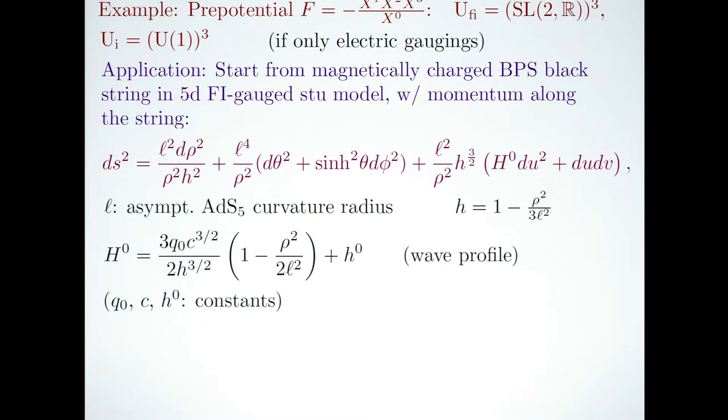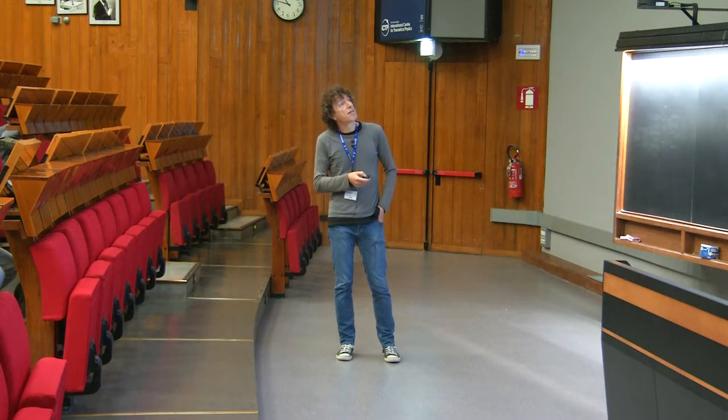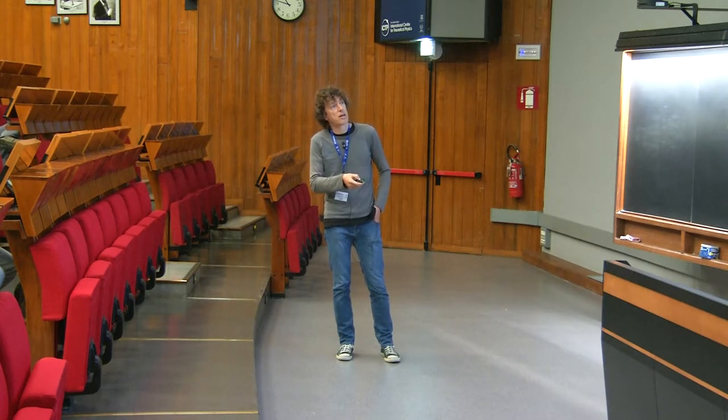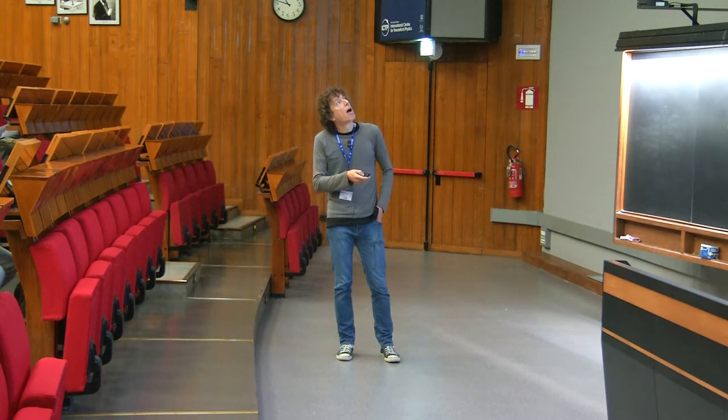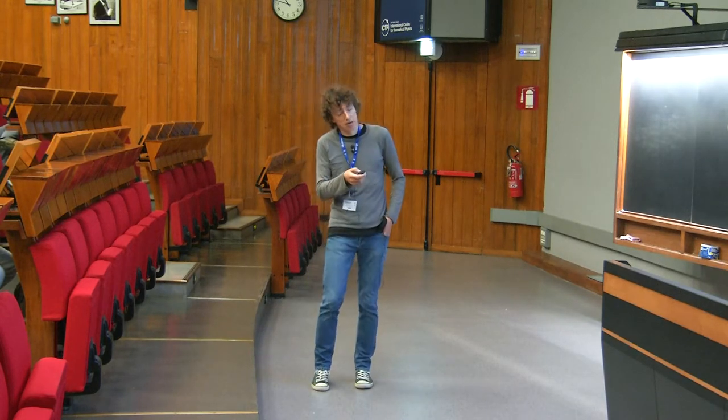And q0, c, and h0 are just constants. So I called this q because if you compactify the solution down to four dimensions, then this q0 will be an electric charge. And you have also fluxes turned on, so you have magnetic fluxes on this hyperbolic space. And the scalars are constant. Now, this solution was found already in 2007. And now you can dimensionally reduce along the string coordinate u.